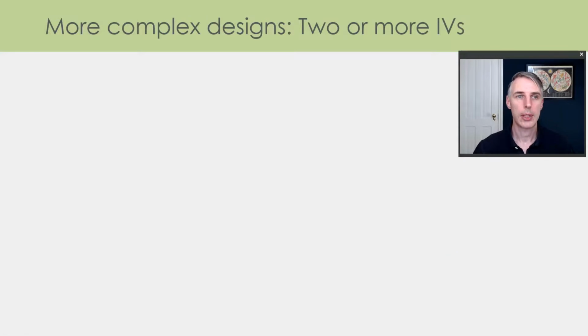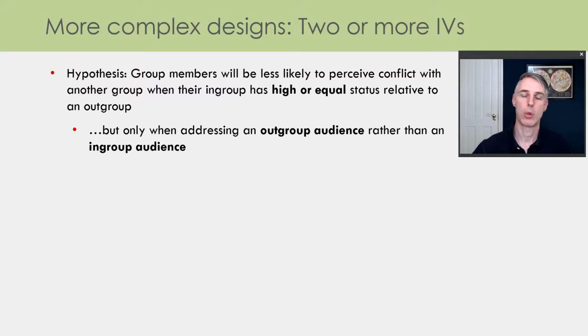So let's add again a little bit more nuance or complexity to that design. Let's go back to that second hypothesis that we looked at, that group members will be less likely to perceive conflict with another group when their in-group has high or equal status relative to an out-group. So high or equal status versus having low status. That was the design where status had 3 conditions rather than 2 conditions.